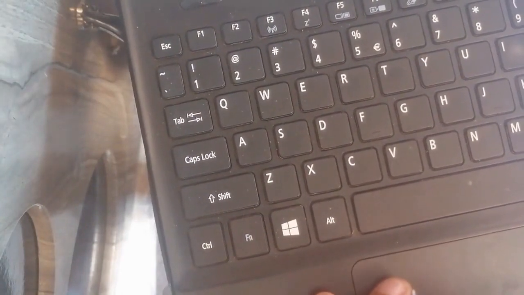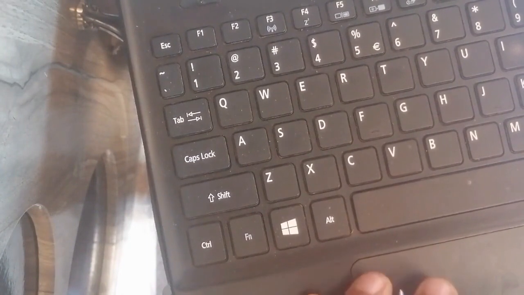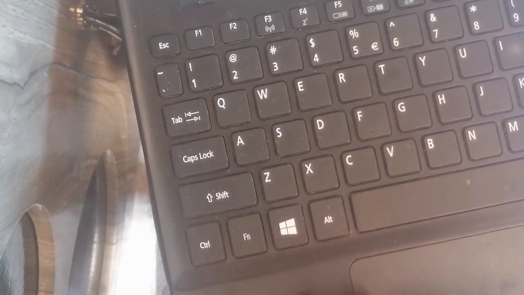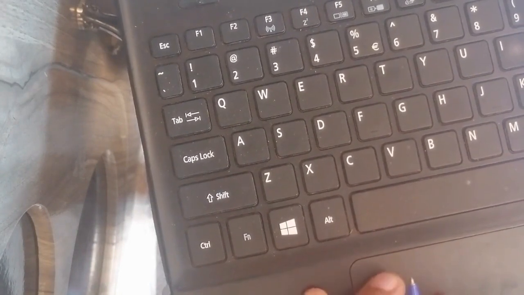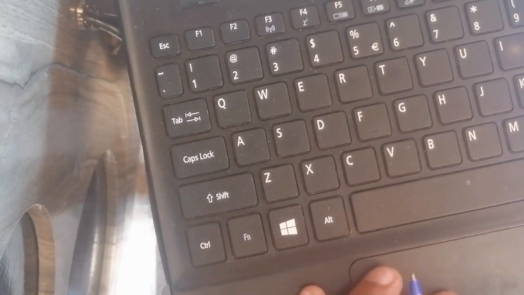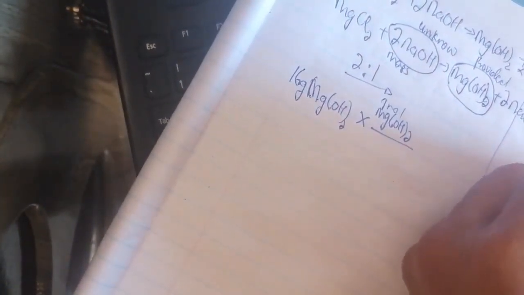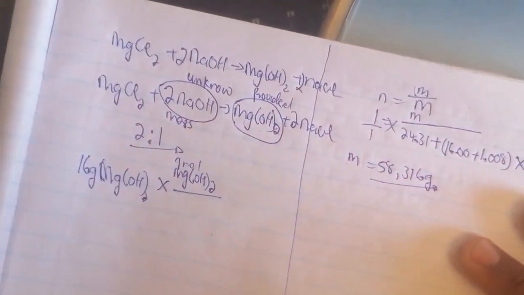Right, let me just quickly go to the numbers. So we have 24.3 plus 16.00 plus 1.008, and I multiply that by 2, and I will get a value of 58. We get mass as 58.316 grams. So we have now the mass of magnesium hydroxide, or the milk of magnesia.